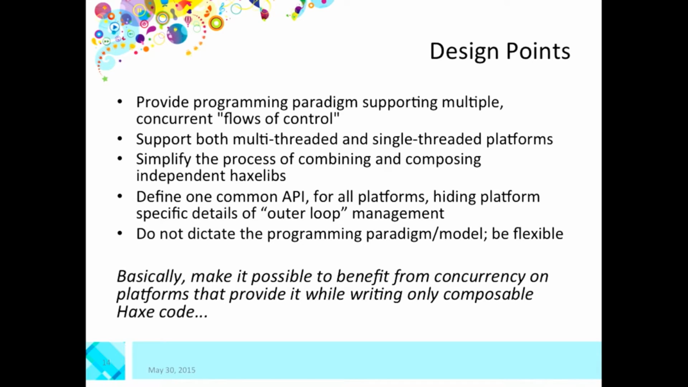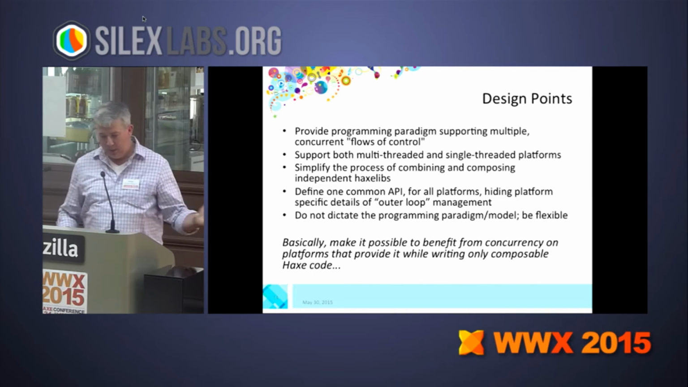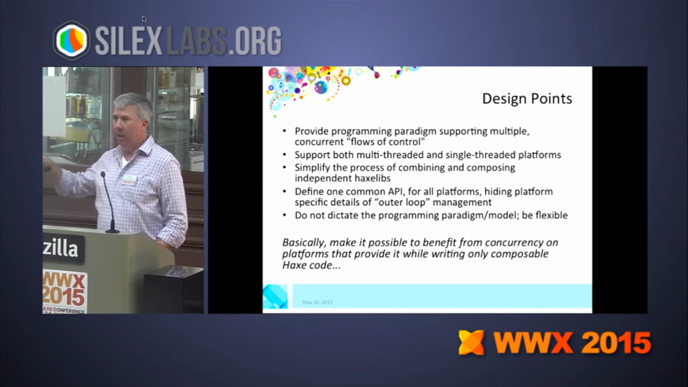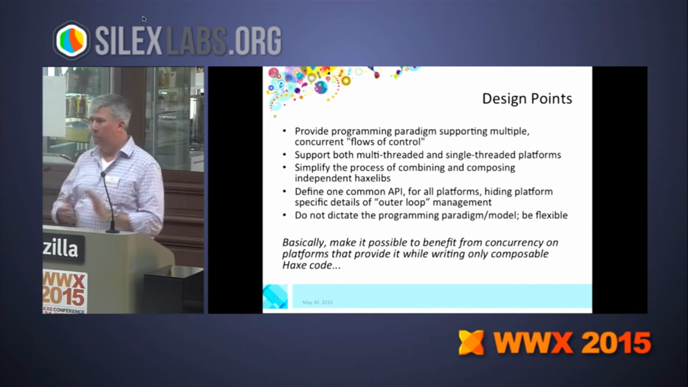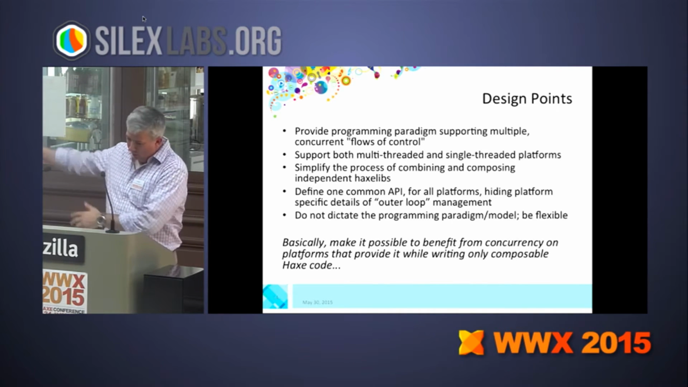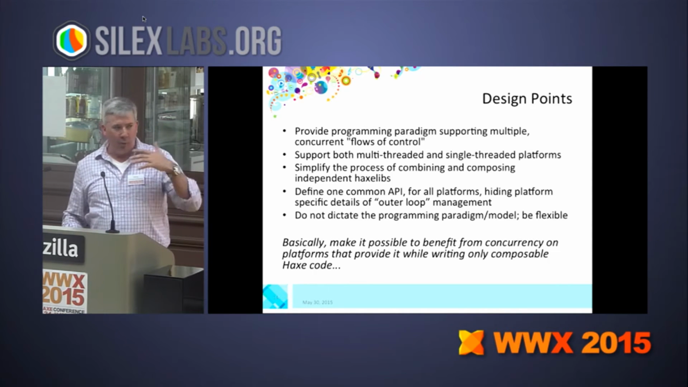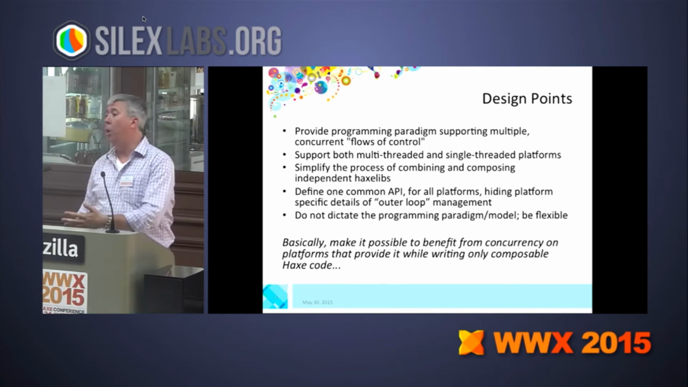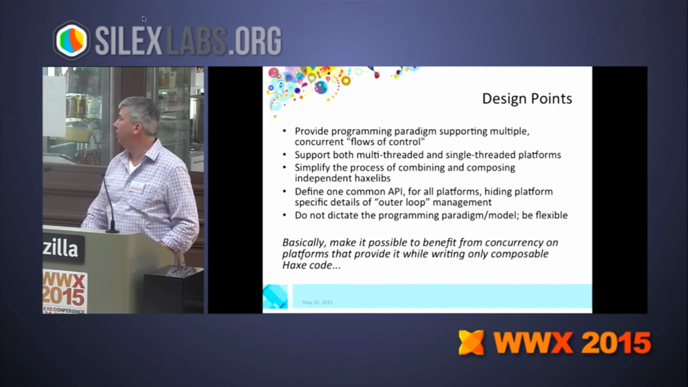We wanted it to support single and multi-threading, both. So when you built using this model, if you implemented software on it, you had to be able to ship it to single-threaded platforms. We didn't want those to be excluded. Again, we wanted the composition benefits that I talked about previously, and we wanted to hide the details of the outer loop from you if you programmed in this model. So you shouldn't have to worry about that too much. Like it says at the bottom, basically we wanted to let you write concurrent software, whether it was a library or an application, and run it on every platform that you could target with Haxe.